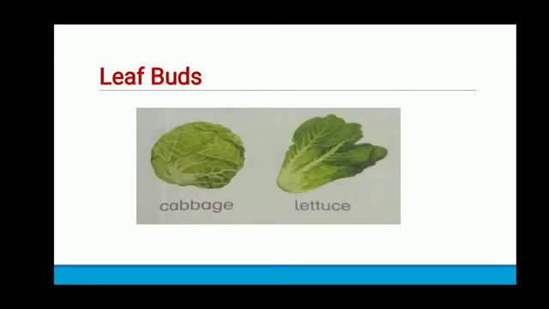Leaf buds. We know that buds are part of a plant. Here are two examples of leaf buds. These are cabbage, which means band gobi, and lettuce, which means salad ka patta. They are really buds. Almost the whole of the plant is made up of a bud, and each bud contains many leaves. That's why they are called leaf buds.